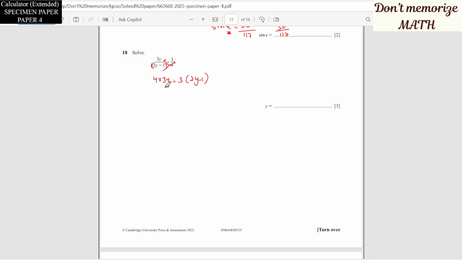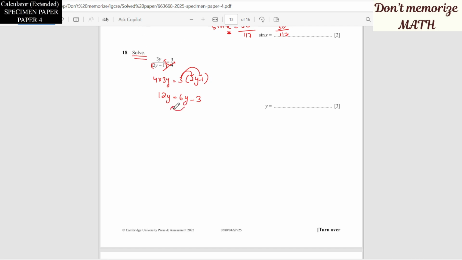Then 4 times 3y, 4 times 3 is 12, so 12y equal to, expand the bracket, 3 times 2y, 3 times 2 is 6, so 6y, then minus 3 times 1 is 3. So we just need the value of y. Solve means find the letter.